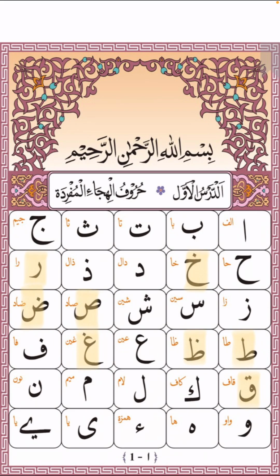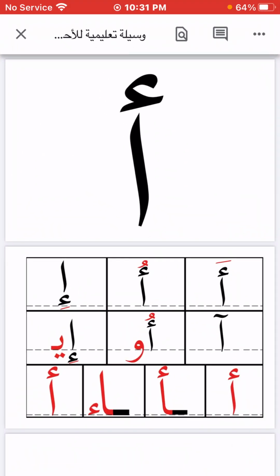Here are the whole Arabic single letters. The shaded letters here in front of you are the heavy letters, and the rest of the letters are the light letters. There are 8 heavy letters in the Arabic language, and the rest of the letters are light letters. With some details, let's start with the first letter in the Arabic language.